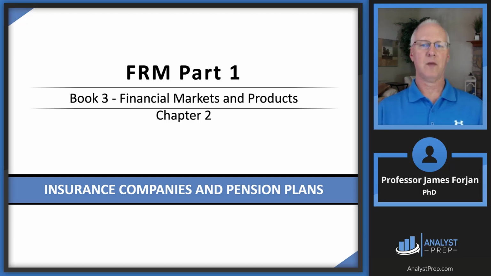This is FRM Part 1, Book 3, Financial Markets and Products, Chapter 2, Insurance Companies and Pension Plans. The chapter ought to be called, we're going to spend most of our time talking about insurance, and we'll just wait until we get to the end to talk about pension plans. So there's just one learning objective on the pensions. But in terms of an introduction, let me just remind you about this contract called insurance.